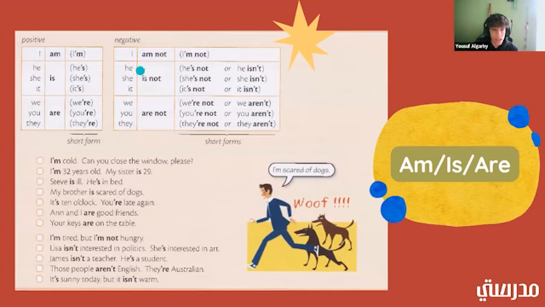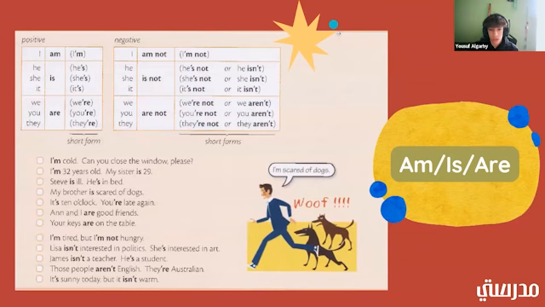He is not combines to he's not, or he isn't. It really depends on the sentence, to find out which one you're going to use, either he's not or he isn't. She is not turns into she's not or she isn't. It is not turns into it's not or it isn't. Then we have we are not, which turns into we're not or we aren't. You are not, which turns into you're not or you aren't. And they are not, which turns into they're not or they aren't.